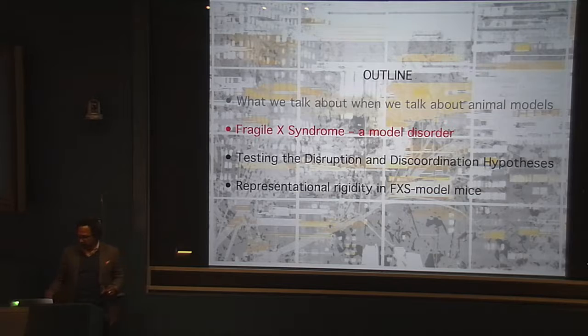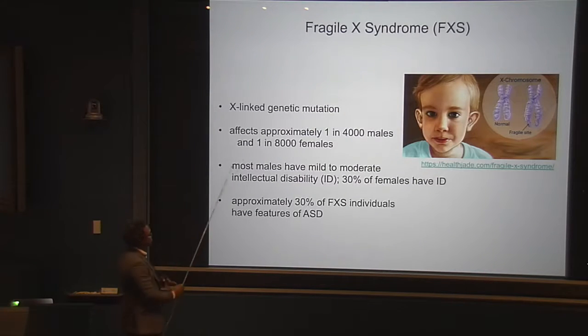So let's talk about Fragile X syndrome. In some sense, pardon the pun, it is itself a model disorder. Why is it a model disorder? Well, it turns out to be popular as disorders go. It's an X-linked genetic mutation. It affects 1 in about 4,000 males and about half as many females. Most males have some sort of a mild to moderate intellectual disability. Fewer females have intellectual disability. And importantly, for today, approximately 30 percent, the number sometimes changes, of these Fragile X patients have features that would put them on the autism spectrum.